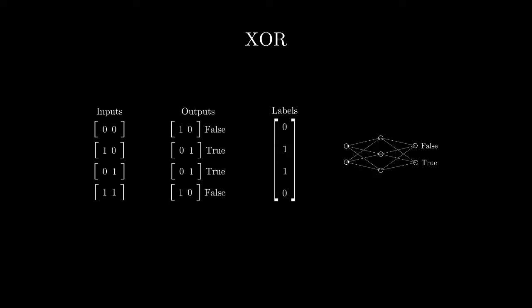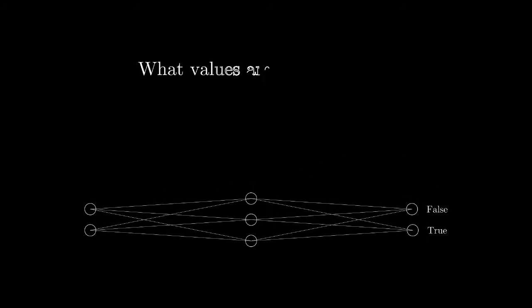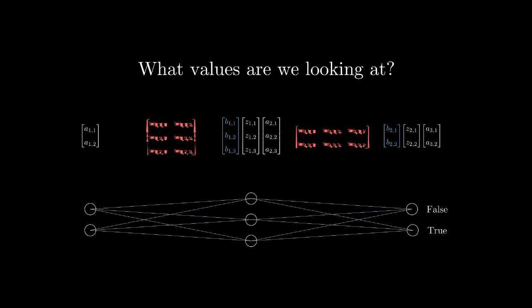In this small network, we have 2 neurons in our input layer, 3 neurons in our hidden layer, and 2 neurons in our output layer. The neurons in our input layer only contain a single value, their activations. This is represented by the A values. All neurons in our hidden layer and output layer have 3 values: their activation, the A's, their bias, the B's, and their input, the Z's.